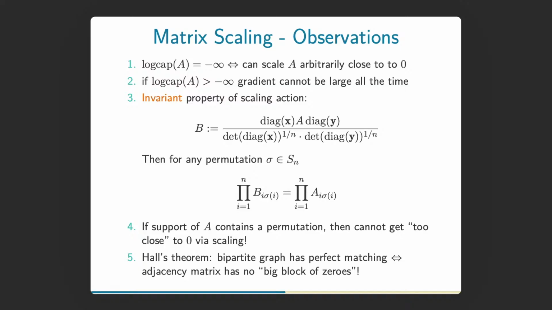So if A is supported on a permutation, then my norm cannot get arbitrarily close to 0. It's bounded away from 0. But if I have a big block of zeros, my gradient is never 0, which means I can always keep going further and further, so I can get close to 0. Does that make sense? OK.